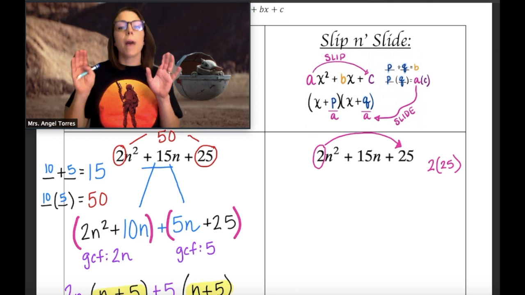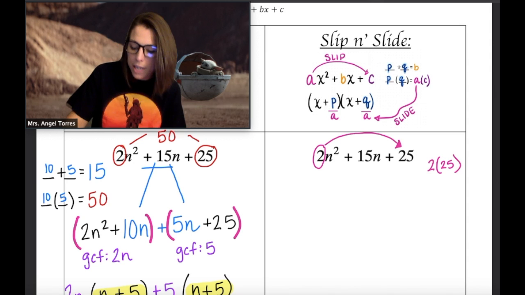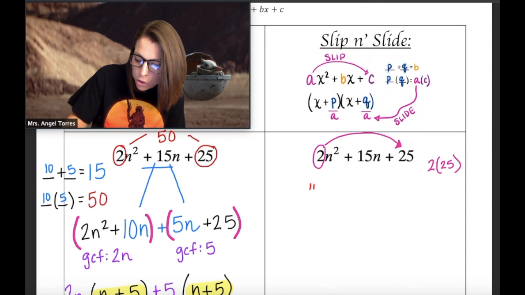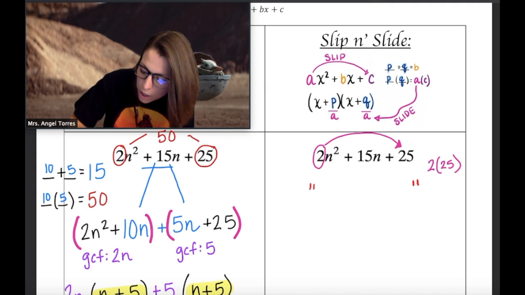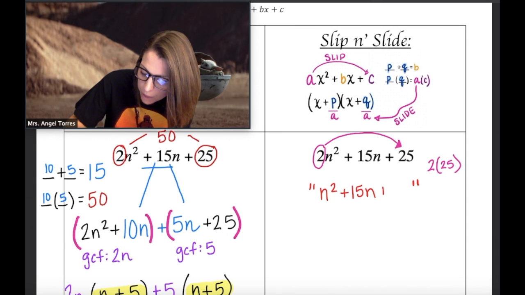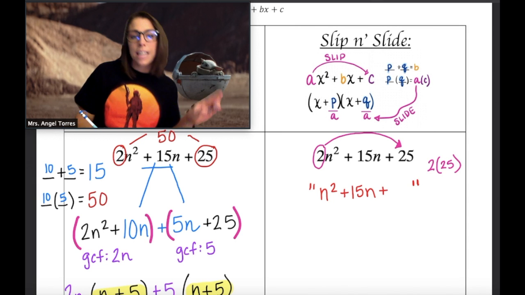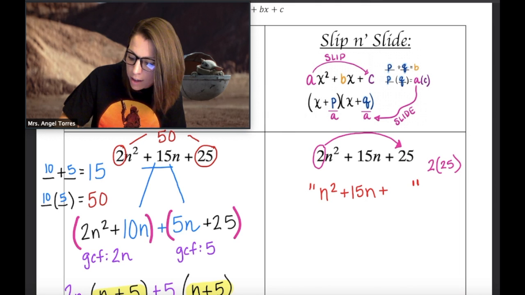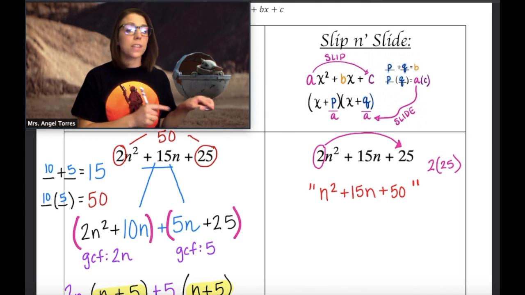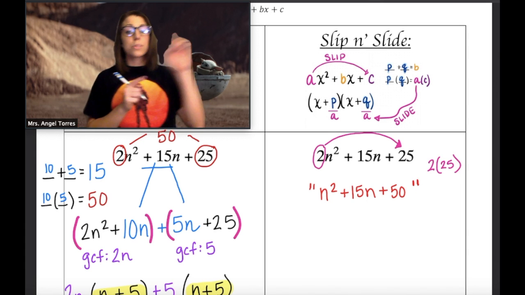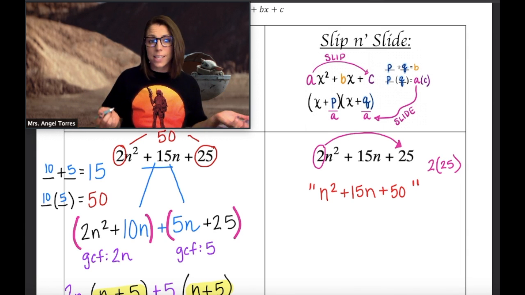I like to put my trinomial in quotations because we're no longer working with an equivalent trinomial. We're working in this alternate universe trinomial. So my trinomial has now become n squared plus 15n plus, and because I flipped that 2 down to the 25, the last term is now 50. Now, these are not equivalent expressions. This is something that I'm just going to use for my P's and Q's.